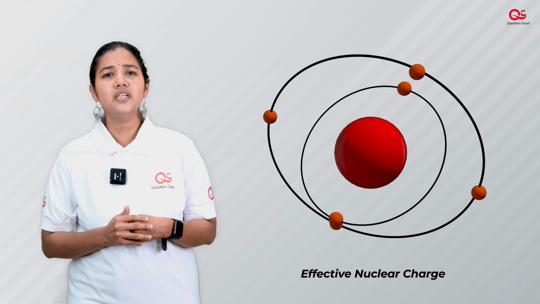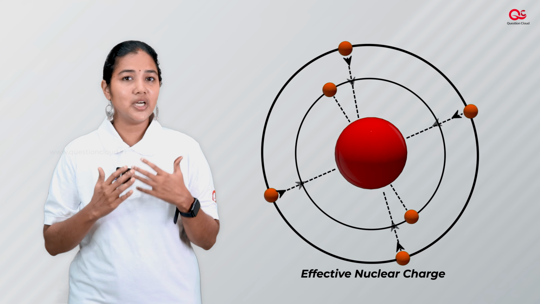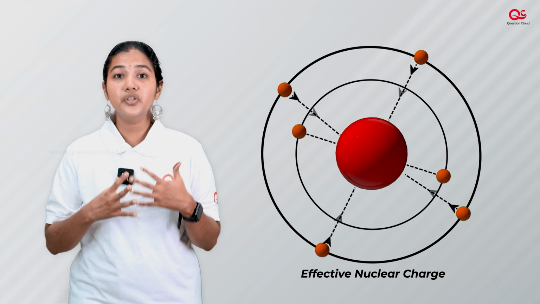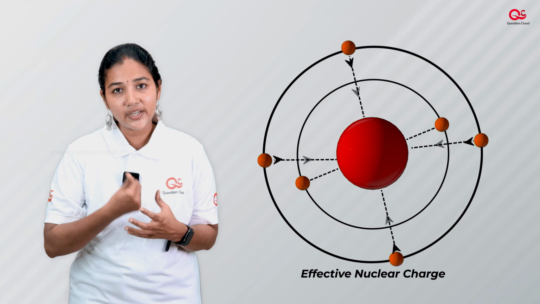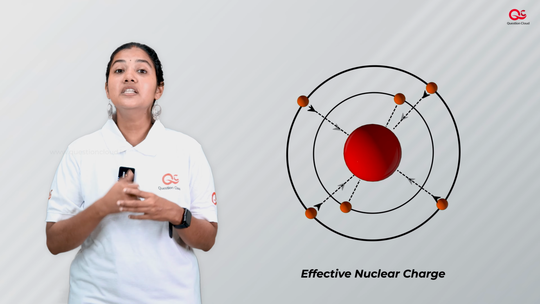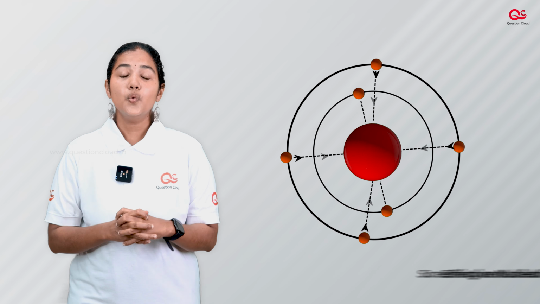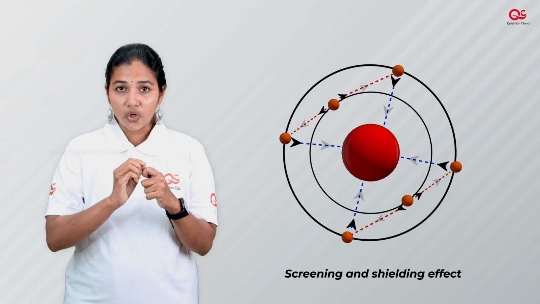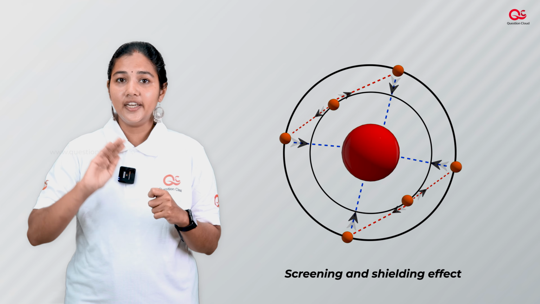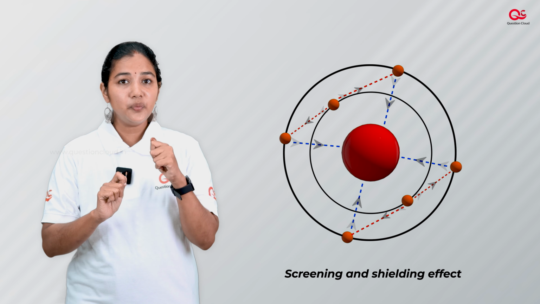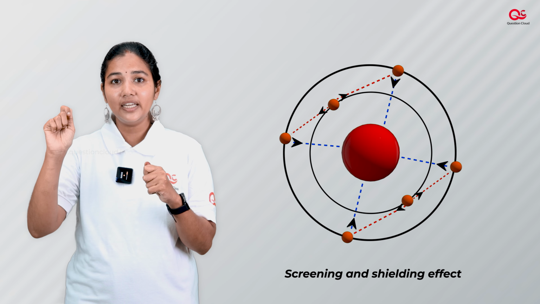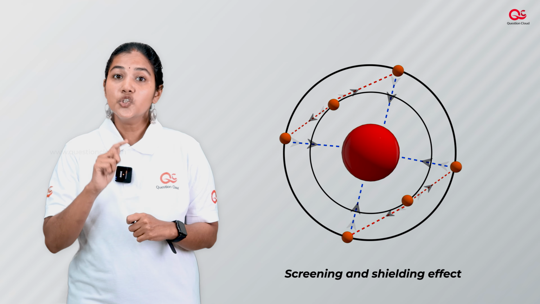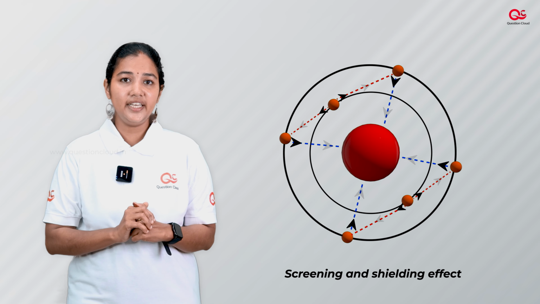What is effective nuclear charge? Effective nuclear charge is nothing but the power of the nucleus to hold all the electrons towards itself, okay? Which means the nucleus is more powerful. So what is screening and shielding effect? Let's suppose all the inner shell electrons will repel the valence shell electron so that the attraction between the nucleus and the valence shell electron is hindered. Okay, so this is screening and shielding effect.